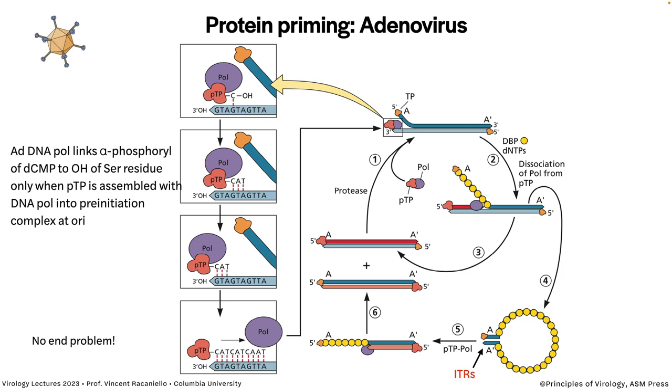And so here is the overview on the right. We have a double-stranded DNA, and the polymerase, which is shown in purple, is just starting to polymerize at the very 3' end of the genome. What happens is the polymerase is bound to a precursor form of the terminal protein. It's called pre-TP. The polymerase links a single C residue onto the terminal protein. That C base pairs with a G, which is four bases in from the 3' end. It begins to polymerize. It makes CAT.